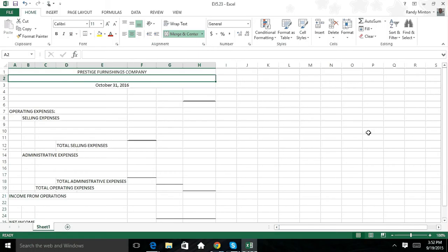Example 5.23 in your textbook deals with a multiple step income statement, and I'll just read you the start of it. It says, on October the 31st, 2016, the balances of the accounts appearing in the ledger for Prestige Furnishing Companies, a furniture wholesaler, are as follows. And then it has two columns listing accounts, and then it says A, prepare a multiple step income statement for the year ended October 31st of 2016, and item B asks us to explain the differences between multiple step and single step income statements.